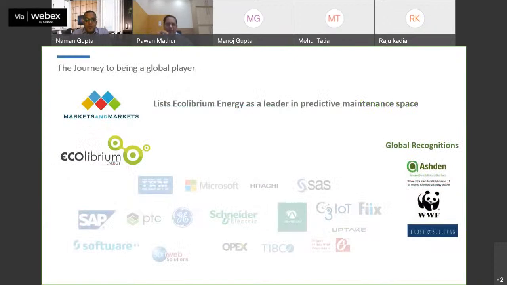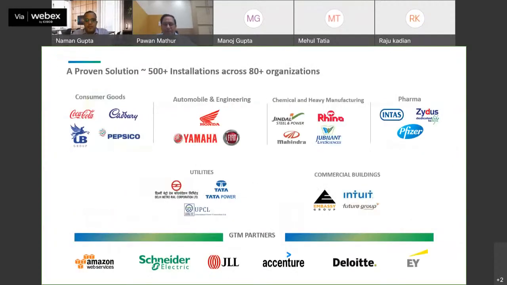These are some of our global partners, like Schneider, SAP, etc., with whom we work internationally. And these are some of our clients and our partners, like Amazon Web Services, JLL, etc., who are helping us take this product international.